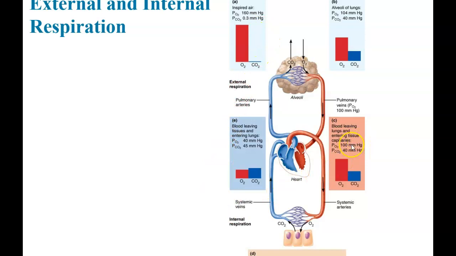In internal respiration, it's the same thing. The gases are going to move down their pressure gradients. Here, where the blood is leaving the lungs and entering the capillaries, the partial pressure of oxygen is 100 millimeters of mercury, and the blood that's leaving the tissues and entering the lungs has a partial pressure of oxygen at 40 millimeters of mercury. So the pressure is greater in the blood that's leaving the lungs and entering the tissue. That means the oxygen is going to go from the blood into the tissues because the pressure is higher in the blood than in the tissues. And again, the opposite is true for carbon dioxide. Carbon dioxide is at a lower partial pressure in the blood than it is in the tissues. So when it moves down the pressure gradient, it'll move from the tissues to the blood.